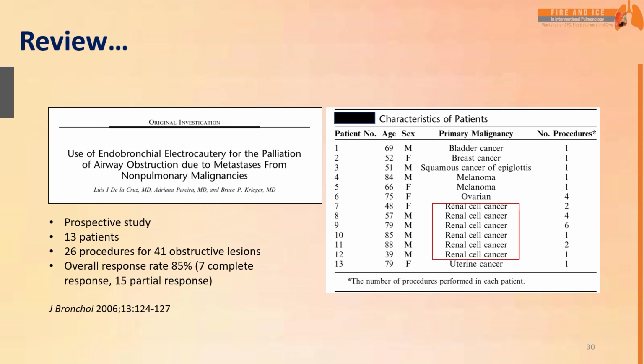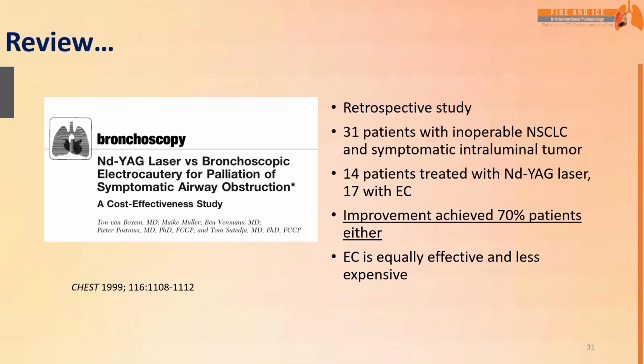This is another paper on airway obstruction by metastatic non-pulmonary malignant tumors. A total of 13 patients were included, most from renal cell carcinoma, and the overall response rate was 85%. This is another paper comparing electrocautery and laser therapy, and they showed that improvement occurred in 70% in either case.